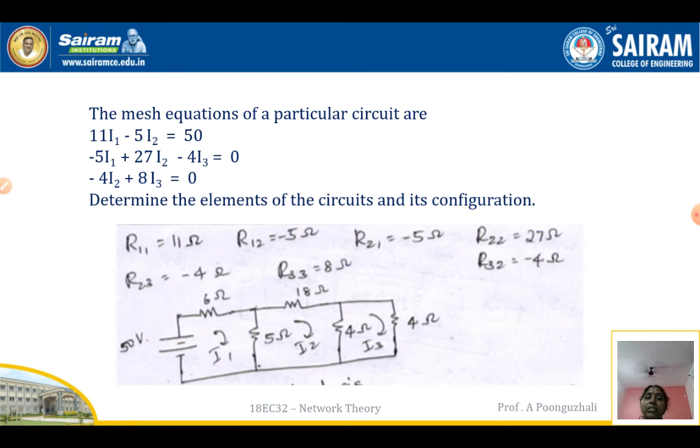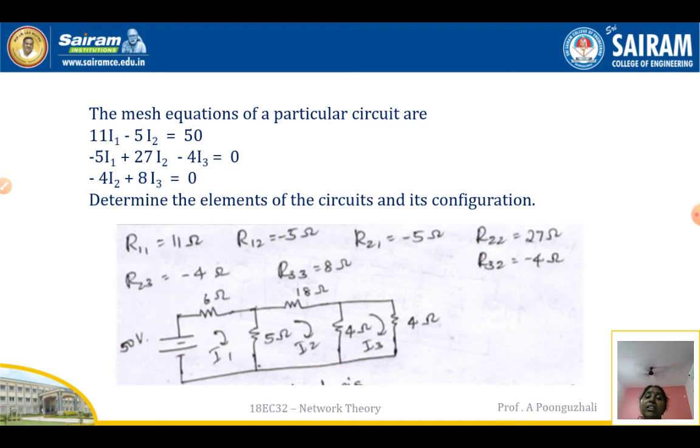The mesh equations of a particular circuit are 11I1 minus 5I2 is equal to 50, minus 5I1 plus 27I2 minus 4I3 is equal to 0, and minus 4I2 plus 8I3 is equal to 0. That means we have 3 loop currents, I1, I2, I3, so 3 loops. I1 is between your first loop. 5I2 is between your first loop and your second loop. I3 is 0, we don't have any I3, so between 1 and 3 we don't have any common element.